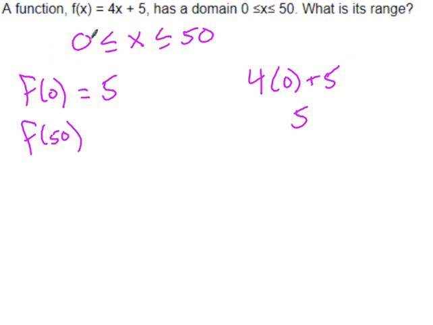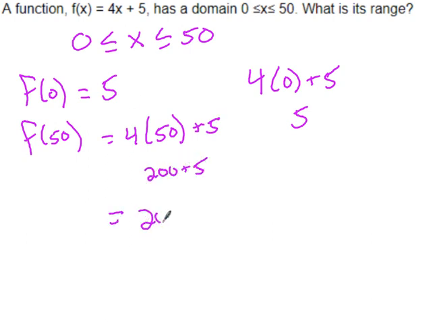If that's the minimum input, that means that's the minimum output. The maximum input of this function is 50. So I need to figure out, what's the maximum output of this function? And that'd be 200 plus 5. So that means if I can't go over 50 for my input, I can't go over 205 for the output. So then the actual range would be anywhere between 5 and 205, depending on what values I use. So there would be the range.